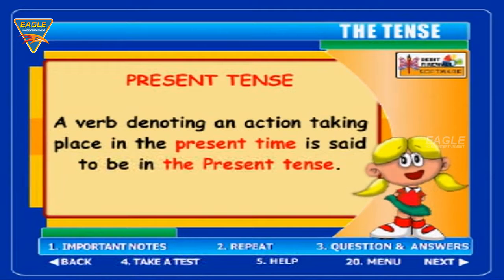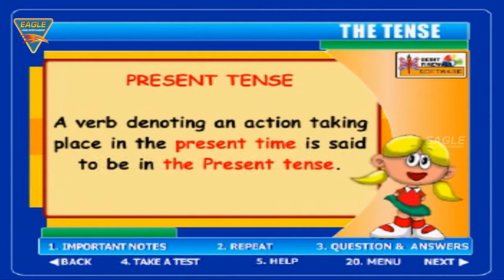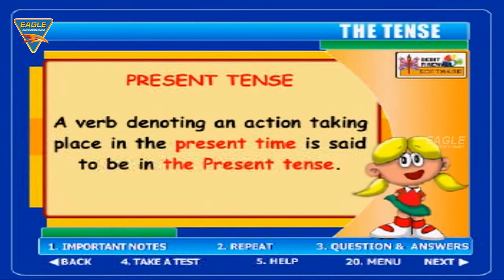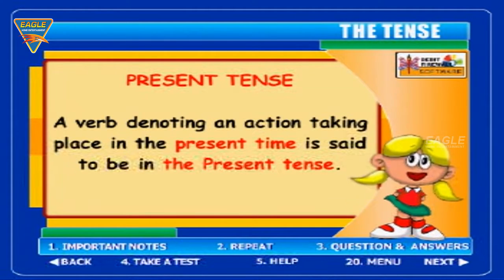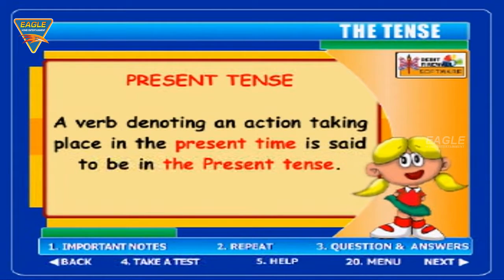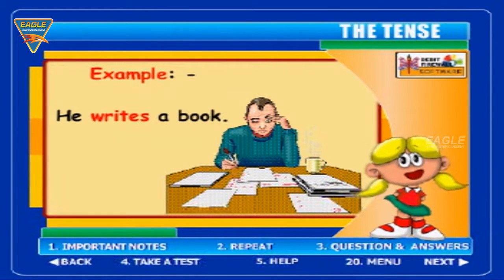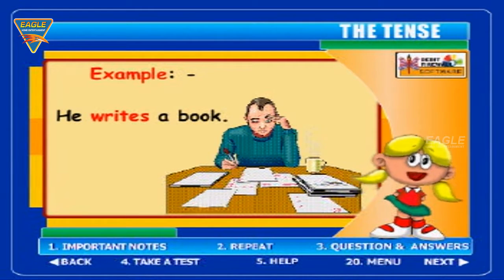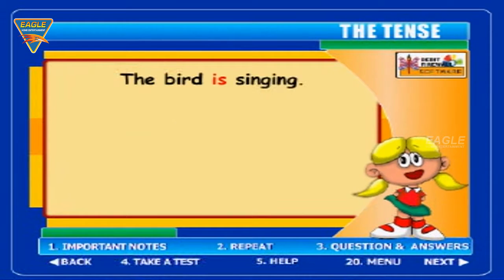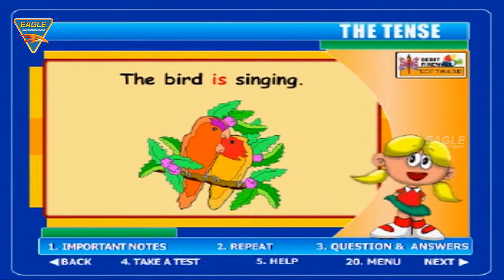Present tense. A verb denoting an action taking place in the present time is said to be in the present tense. Example, he writes a book. The bird is singing.